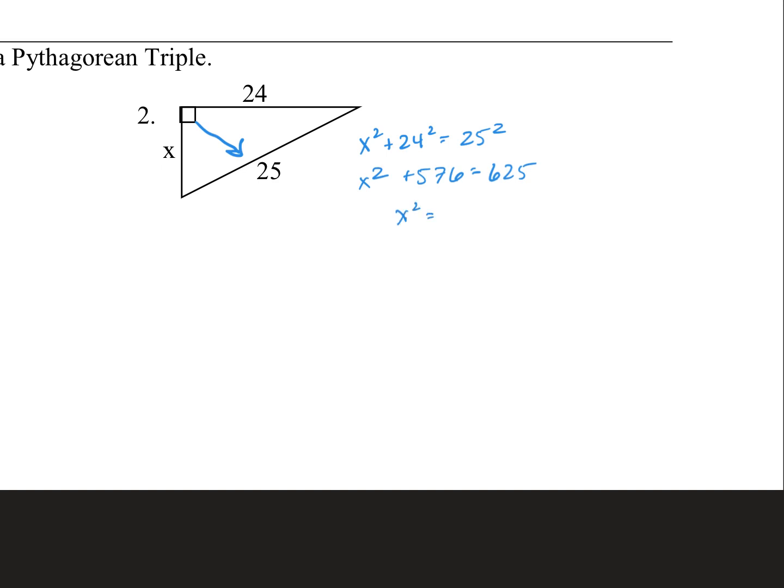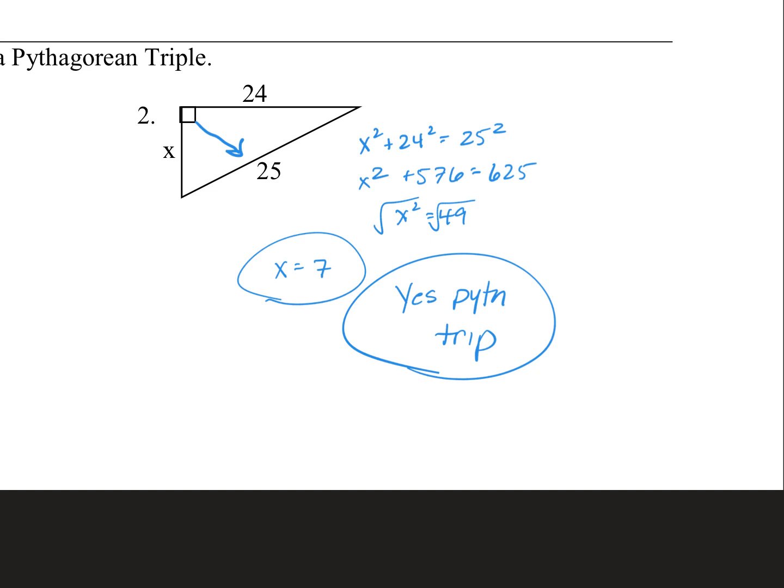We get x squared equals 49. And then we square root it. And in this case, we're going to get x is 7. All right, it's a whole number. We don't have to do anything else. So since 7, 24, and 25 are all whole numbers, this one is a Pythagorean triple. So yes, Pyth trip. And that's basically all you're doing on the homework.